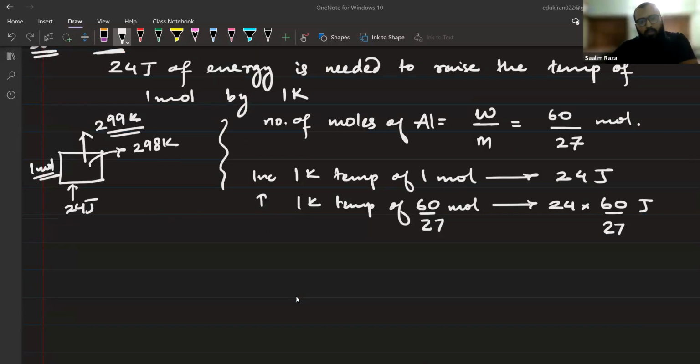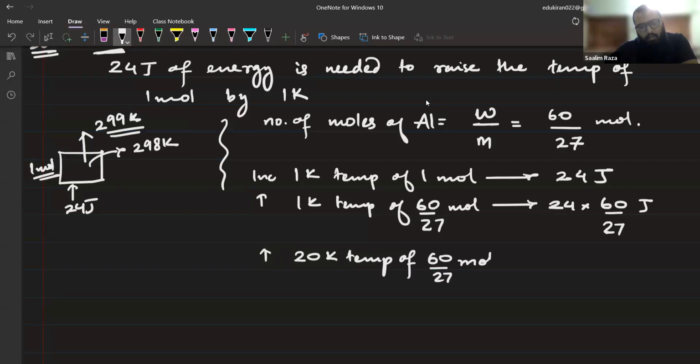Now please see here, guys. So I have to increase the temperature by 20 Kelvin of 60 by 27 mole. This will be equal to 24 multiplied by 60 divided by 27 multiplied by 20. For 1 Kelvin you need this much; for 20 you have to multiply by 20. This much joules. Is this clear? Yes or no? Please tell me, guys.